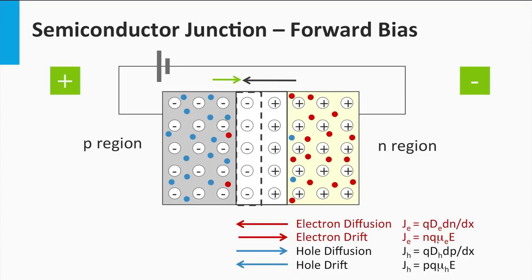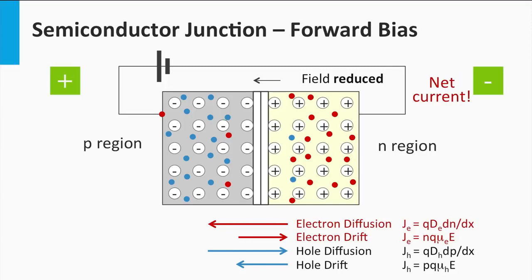This additional field, indicated by the green arrow, is opposite to the built-in electric field indicated by the black arrow. The effective electric field across the depletion zone is the sum of the built-in field and the applied electric field, and becomes smaller as a result of the forward bias. As a consequence, the width of the depletion zone is affected. The width becomes much narrower. This means that the diffusion becomes more dominant than drift.